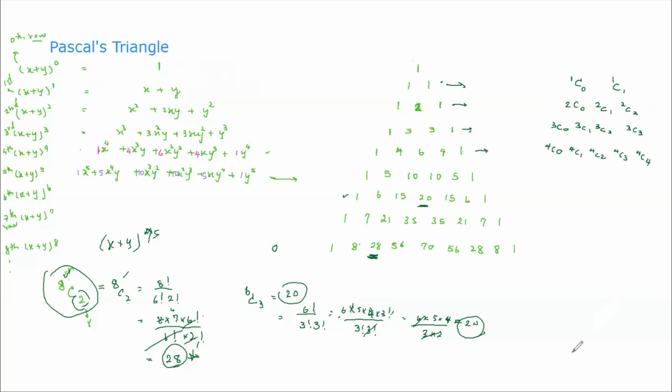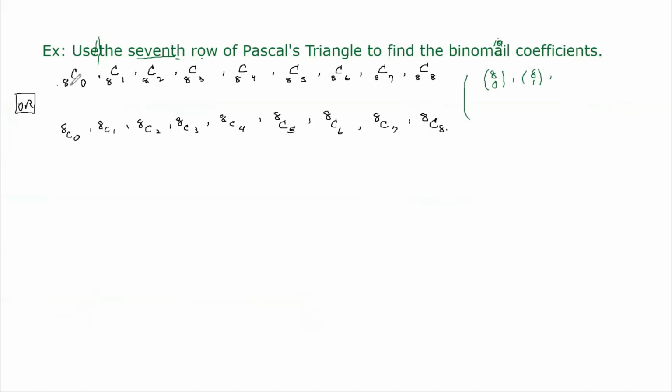They start from here. They wrote it down as 5C0, 5C1, where n is 5, and then 0, 1, 2, 3, 4. So you can see the first one here. We know this is a fifth row, correct? This is going to be the fifth row. So how are we going to use the seventh row? How are we going to use the seventh row?